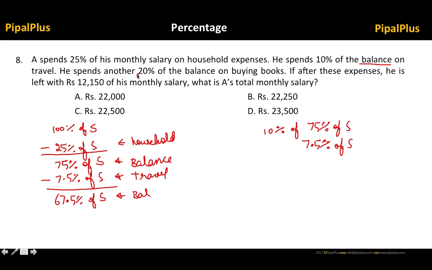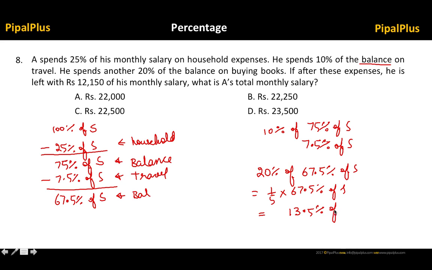Because he's spending another 20% of what is now left on buying books, right? So 20% of 67.5% of S is 1/5 of 67.5% of S, which is, 5 1s are 5, 5 3s are 15, 5 5s are 25, right? So 20% of 67.5% is 13.5% of S, right? So this is what I subtract, 13.5% of S on books, right?